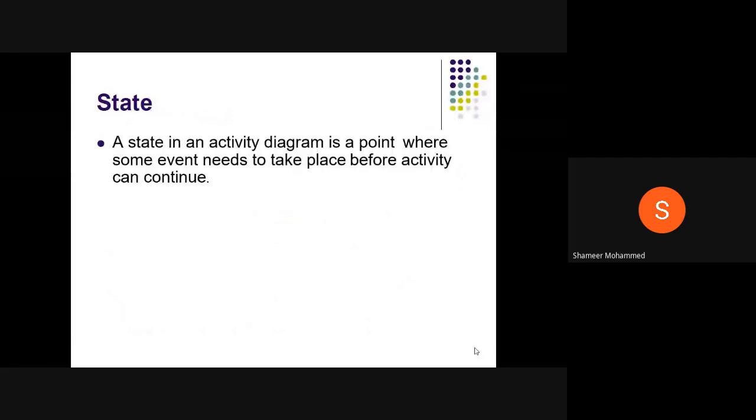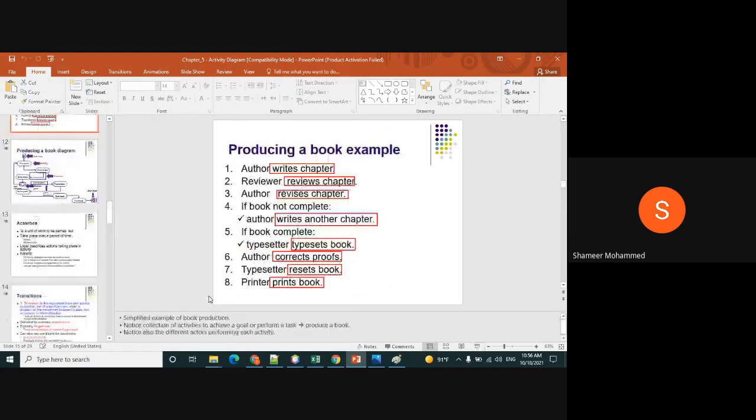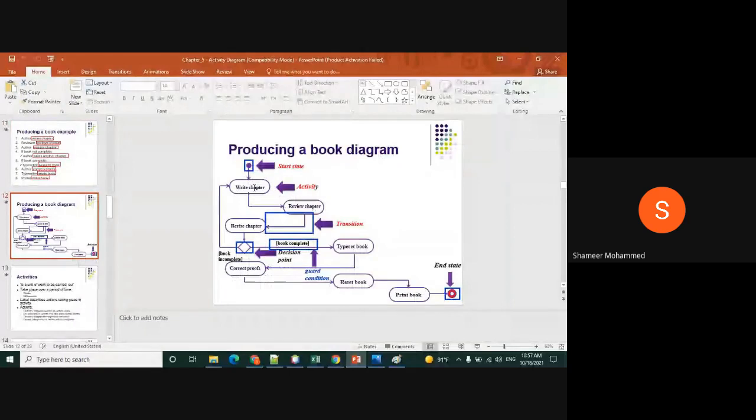Now, what is a state? State is a starting point or an activity in a diagram. A state in an activity diagram is a point where some event needs to take place before the activity can continue. So what is this here? This is an activity. To begin, you have to start. This is the event: press the start button. Then only you can go for this activity.